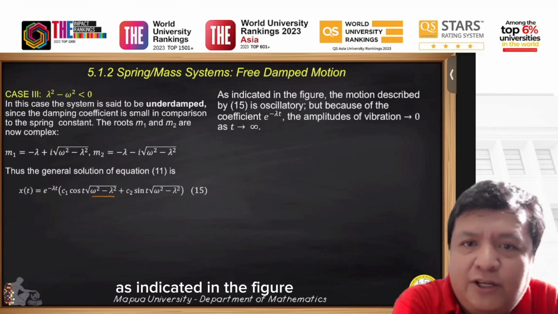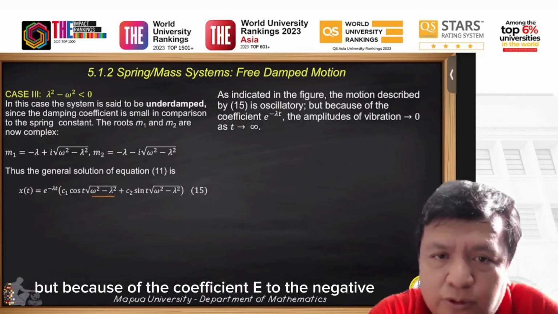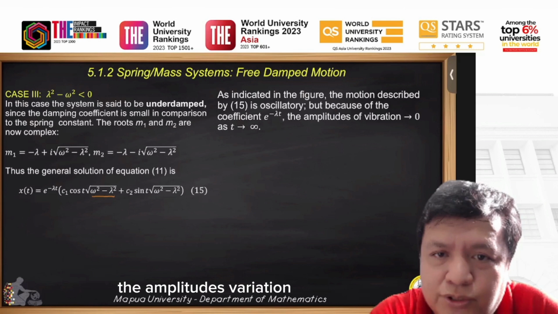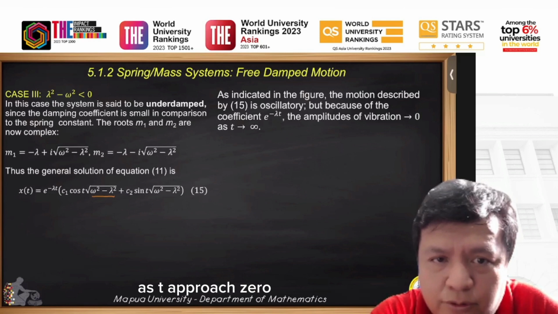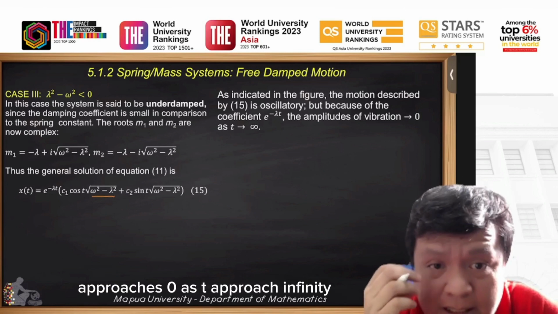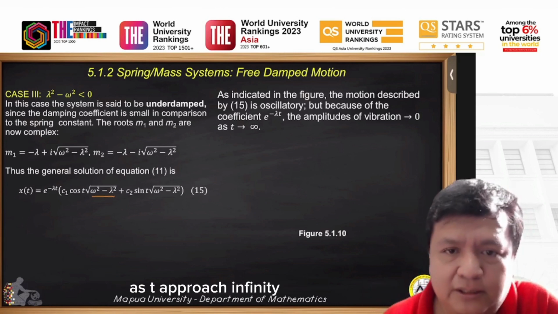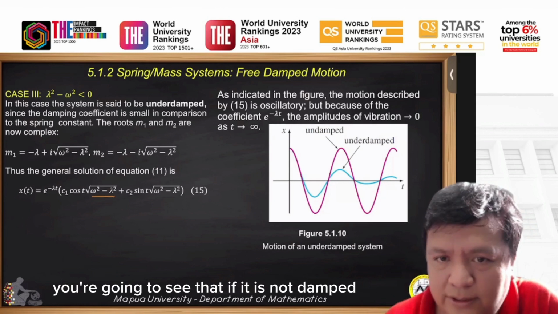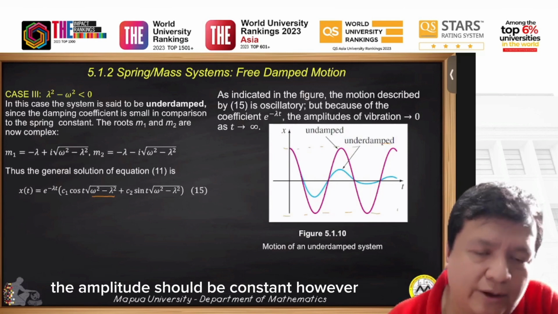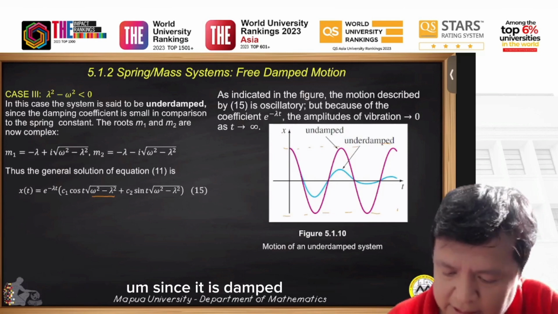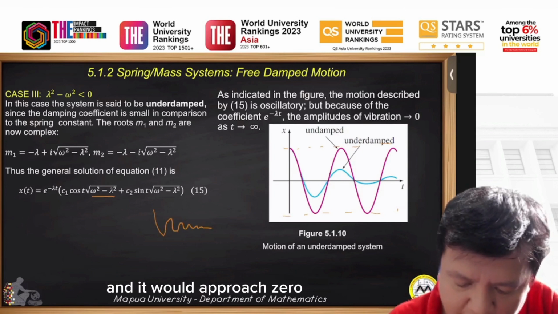As indicated in the figure, the motion described by 15 is oscillatory. But because of the coefficient e to the negative 2 lambda t, the amplitudes of vibration approach 0 as t approaches infinity. So graphically, you're going to see that if it is not damped, the amplitude is constant. However, since it is damped, the amplitude changes and it would approach 0.